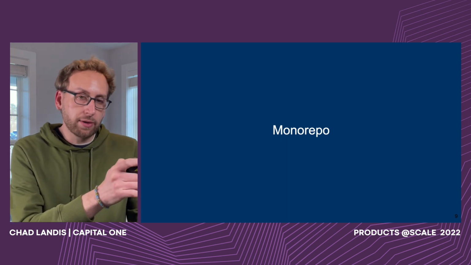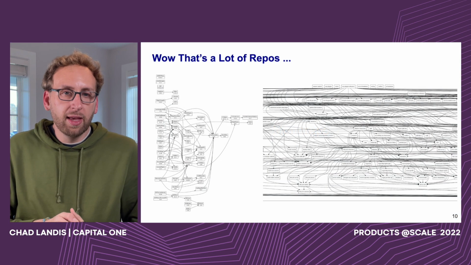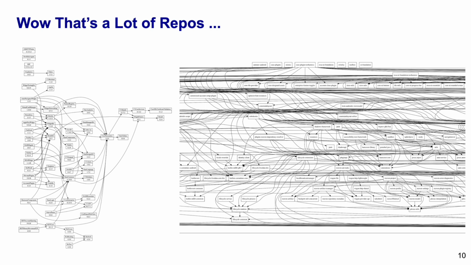And so instead of having our code spread all across all these different places, we want the code that's required to build the iOS application to be in one repository. All the code that's required to build the Android application to be in a repository. And that kind of unlocks a lot of interesting things.